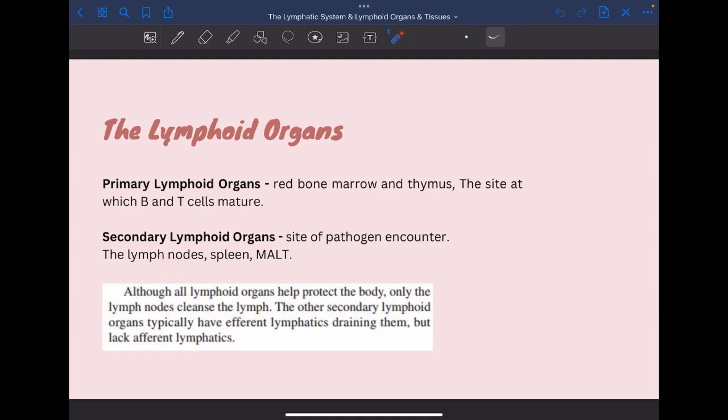And as we've mentioned, the lymph is the one that will be present after the lymphatic vessels, before they go to the trunks and before they go to the ducts. We will have these lymph nodes that will allow for cleansing of the lymph, because they're the only organs that have both afferent coming and efferent leaving lymphatic vessels. Other ones would only have efferent draining them, but they lack afferent lymphatics. So that's just an important thing to mention in the secondary lymphoid organs, that they are all in general important in getting rid of infections and pathogens and protecting the body. But the lymph node is the only one that will cleanse the lymph, because it has both afferent and efferent fibers. So this is regarding the primary and secondary lymphoid organs.